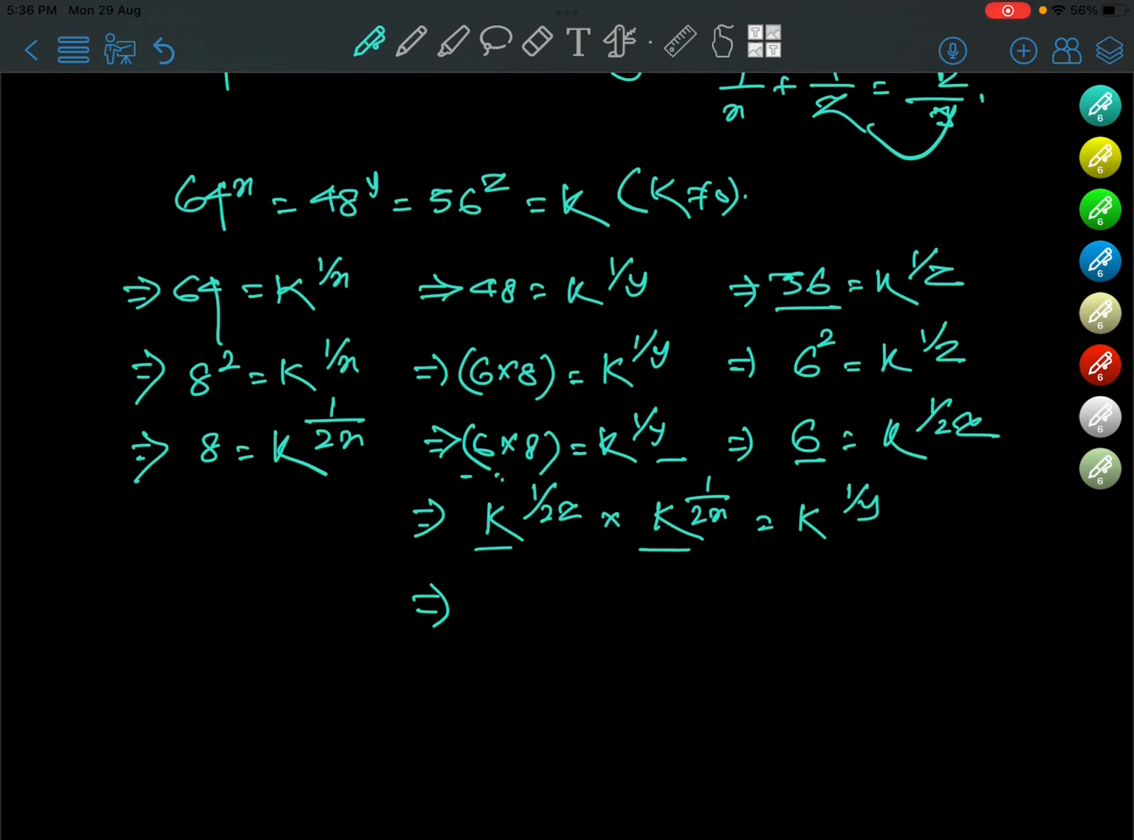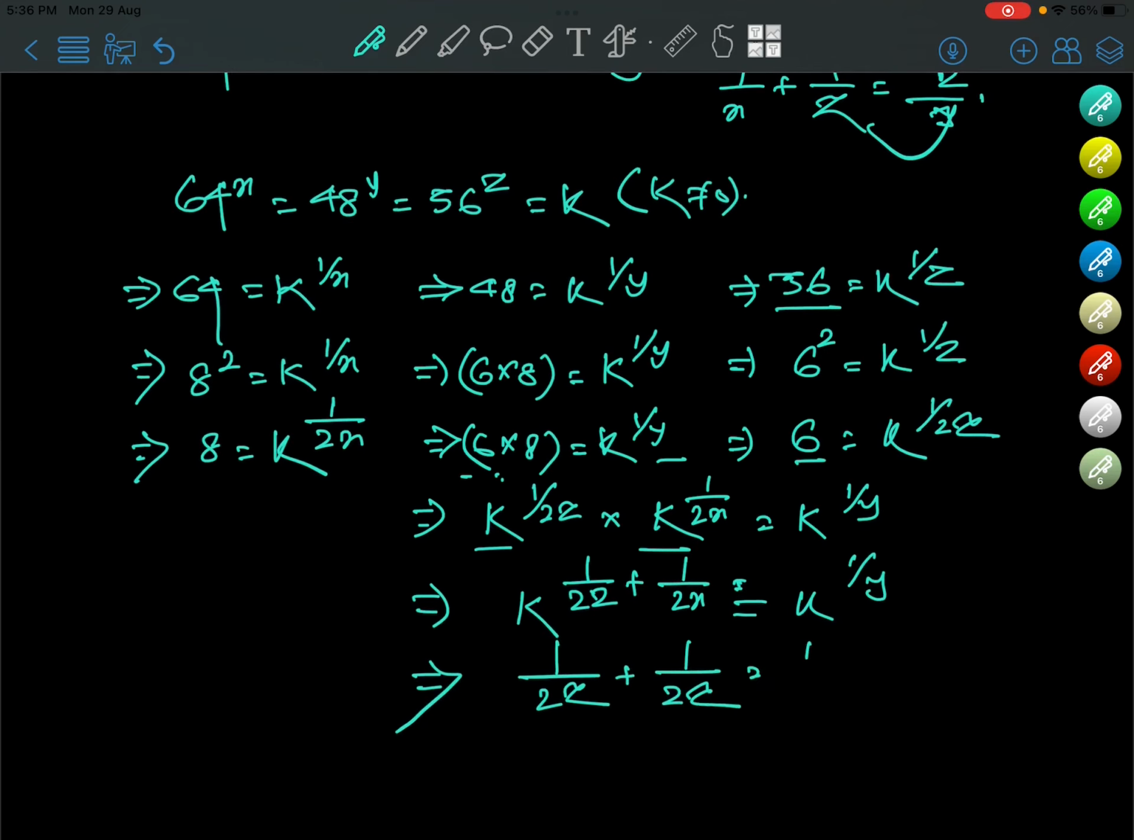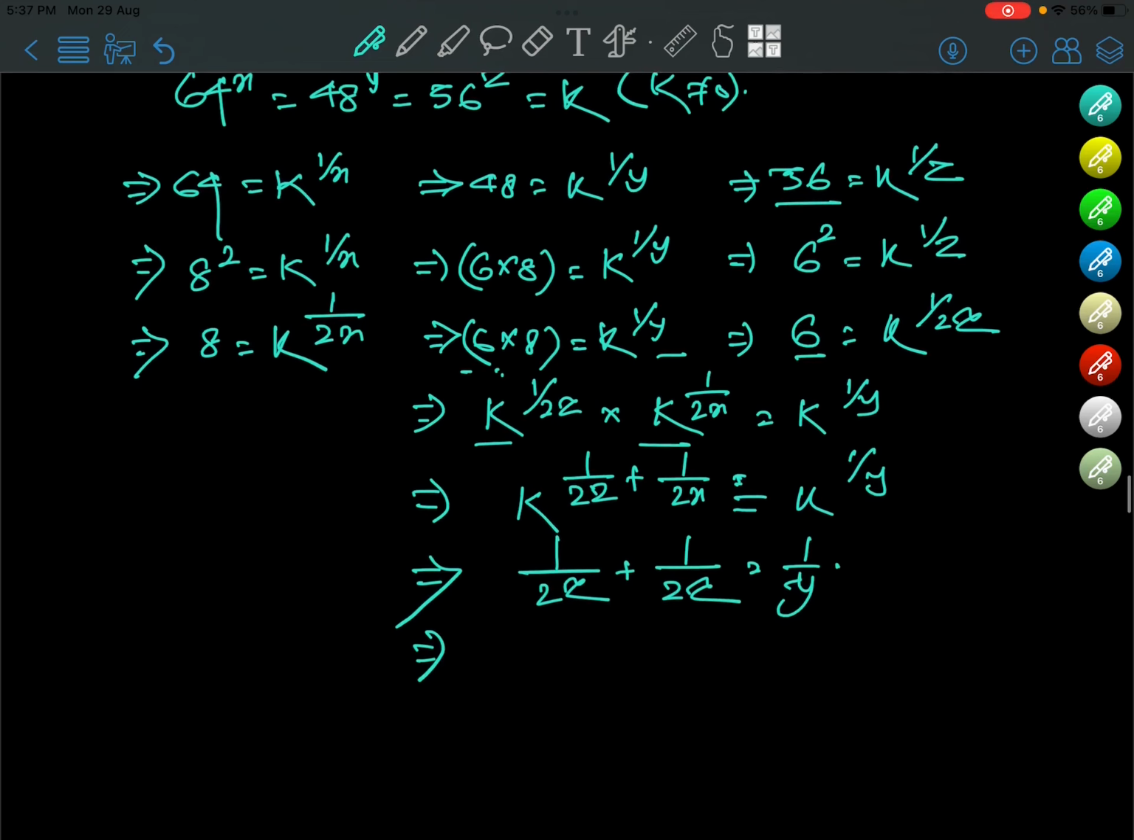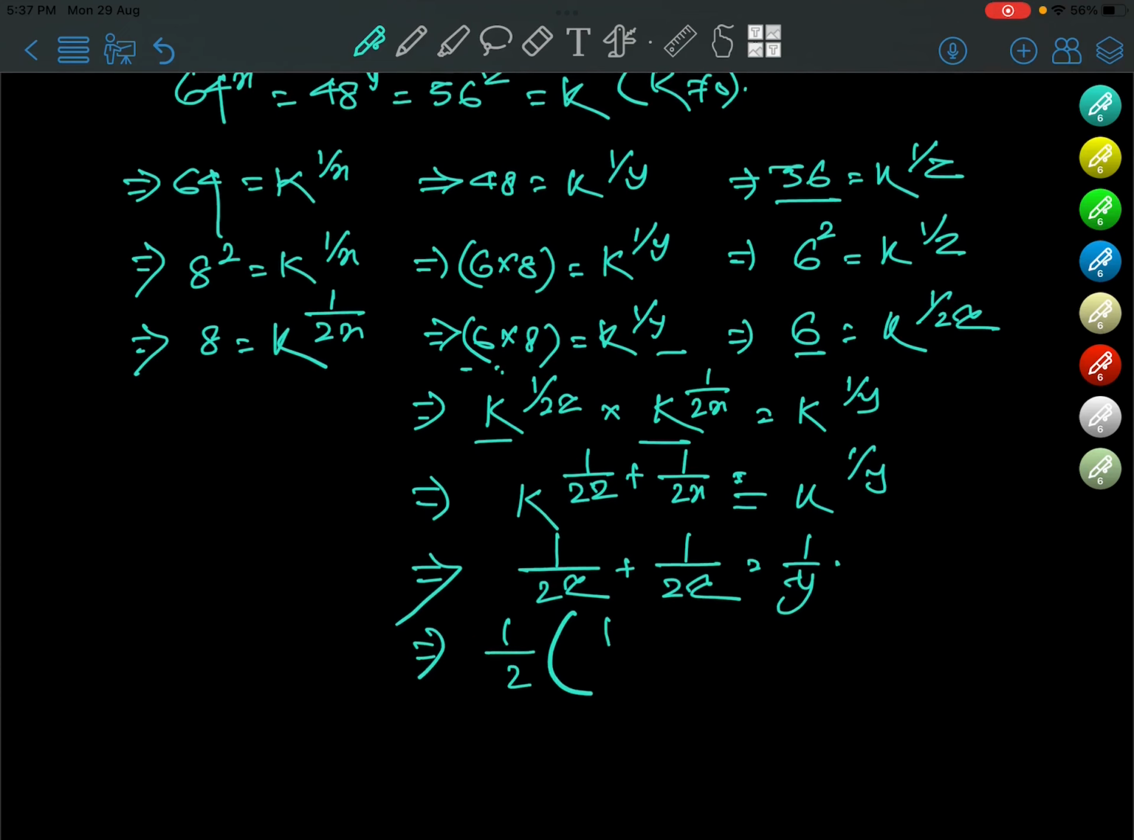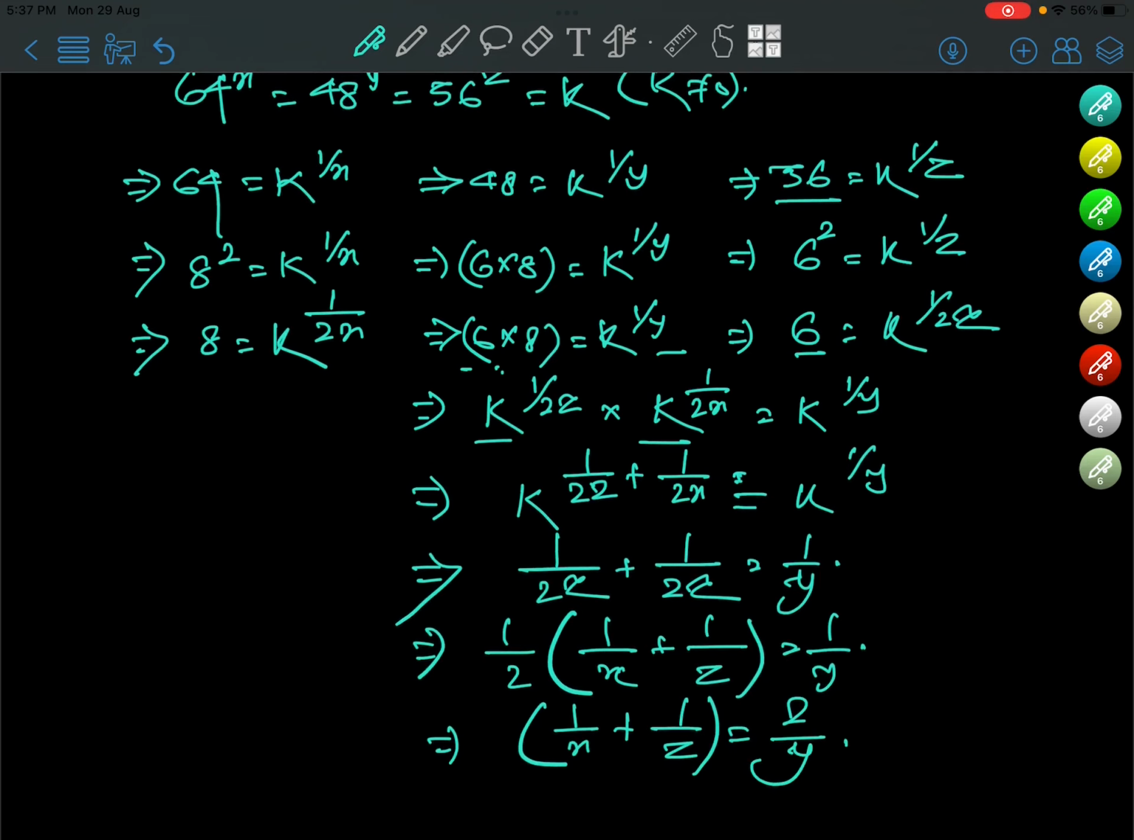Again, as the base is equal, we will sum the indexes. So 1 by 2z plus 1 by 2x equals 1 by y. We can take half common from this function. Now 1 by x plus 1 by z equals 2 by y. Cross multiplication, proven. So this is the proof.